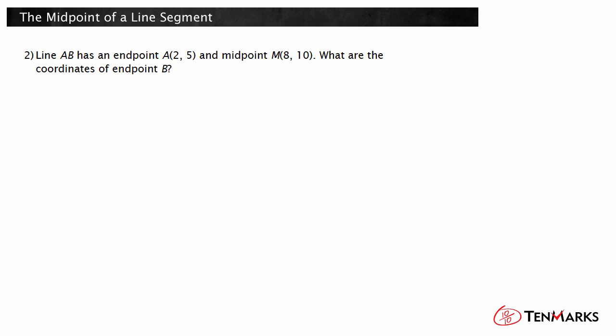Line AB has an endpoint 2, 5 and midpoint 8, 10. What are the coordinates of endpoint B? Remember the midpoint x, y of a line AB with endpoints x1, y1 and x2, y2 is found using this formula. Use the given information to substitute for x, y, x1, and y1 in the midpoint formula.